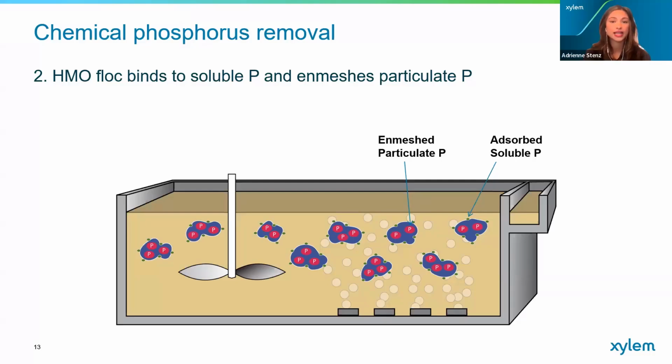They also have a complex enough surface area that they can enmesh and capture particulate phosphorus as well. The metal ions react with phosphate to form an insoluble metal phosphate precipitate that can then be removed via secondary clarifiers. Dosing of these HMOs typically occurs in aeration basins or sometimes in primary clarifiers, anywhere upstream of secondary clarification.